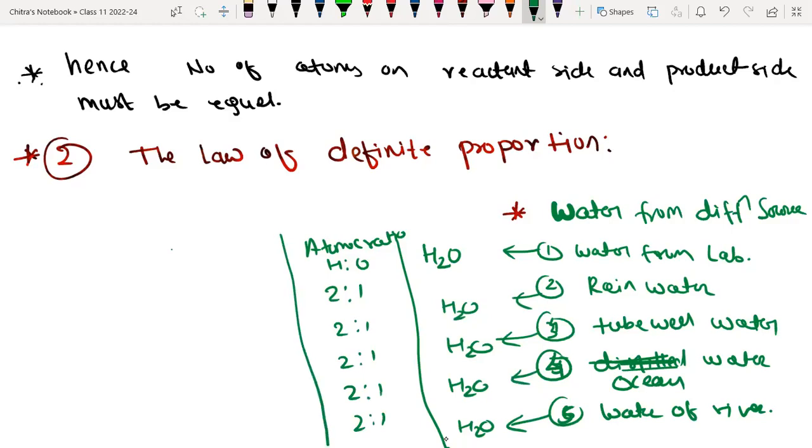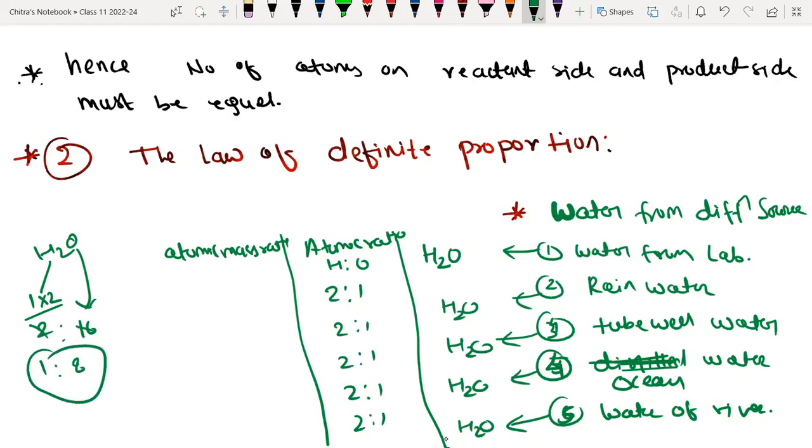Now going to calculate the atomic mass ratio. In H2O, the mass of hydrogen is 1, but we had 2 hydrogens, so the total mass will be 2. And the mass of oxygen is 16. If we write the simple ratio, 2 ones are 2 and 2 eights are 16, so we have a 1:8 ratio. So again, hydrogen H2, oxygen, the mass ratio will be 1:8 for all. Is it, everyone?